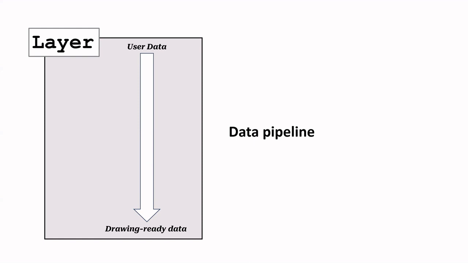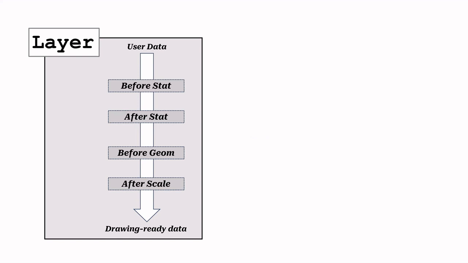So of course, a lot of stuff must happen here, but I focused on just 4 snapshots of the layer's data in the pipeline. They're what I call before stat, after stat, before geom, and after scale. And these are significant because they're roughly the inputs and outputs of stats and geoms. So in this new model, stats and geoms are more than just properties of a layer. They're tied to processes that we can observe.